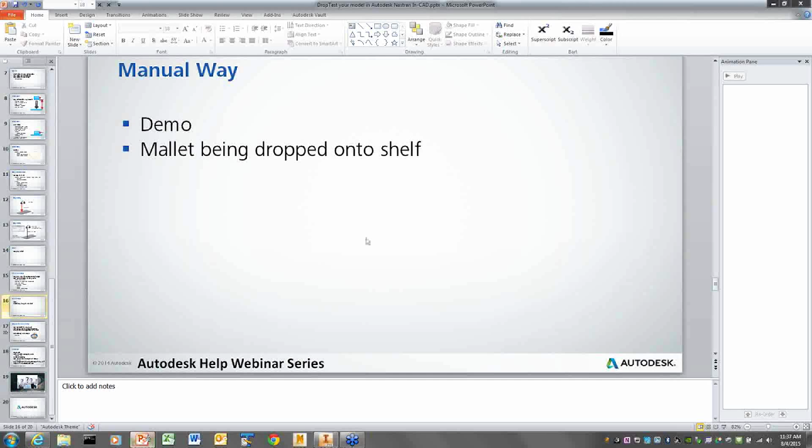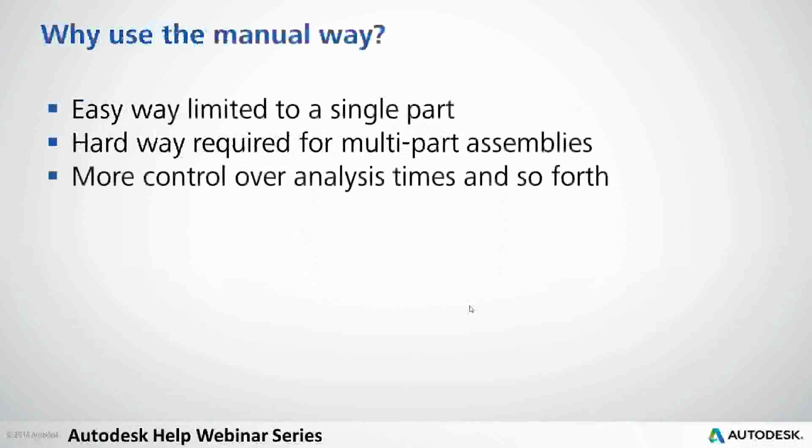So, this is just about all I've got here. Looks like the time is just about right here. I'll finish up here. And so, the question is, why use the manual way at all? The easy way is limited to a simple part. The automatic method, you can only pick one part at the moment. That may change in the future. My mallet here was 2 parts, so I couldn't use the automatic method.